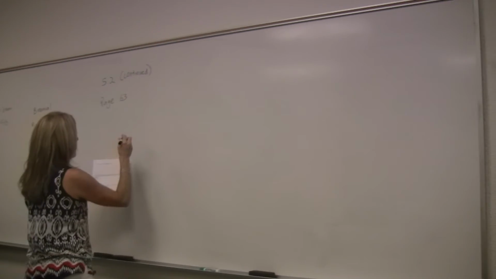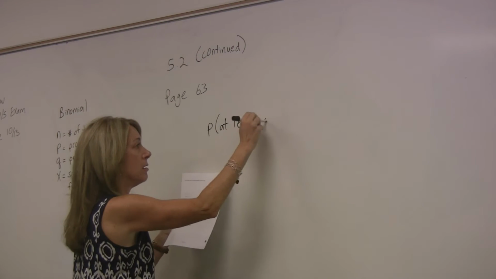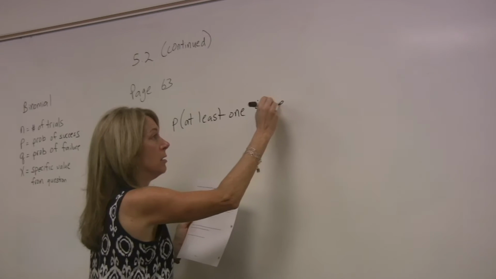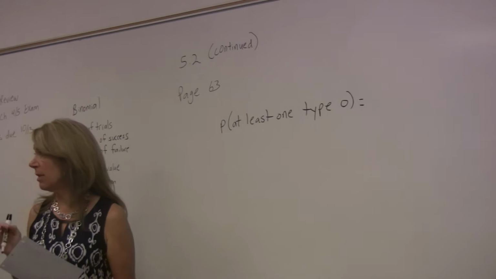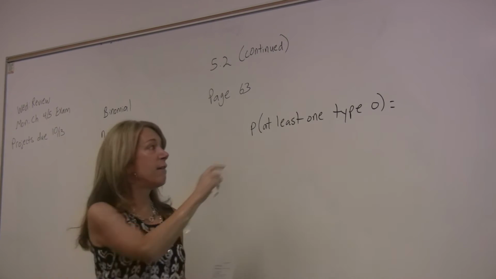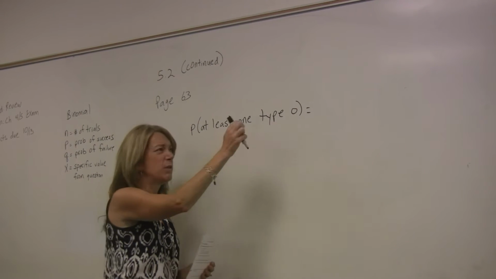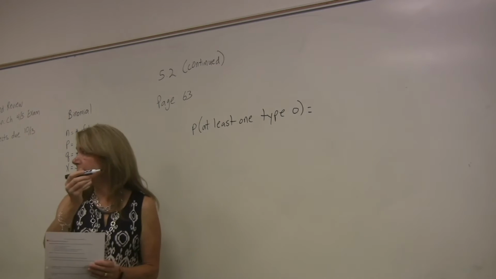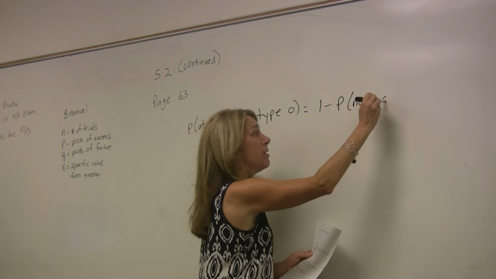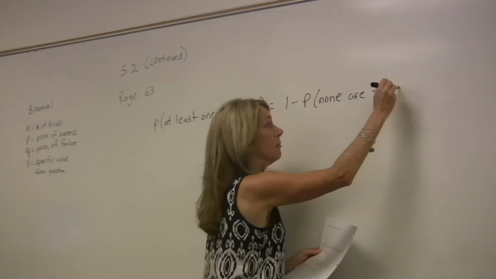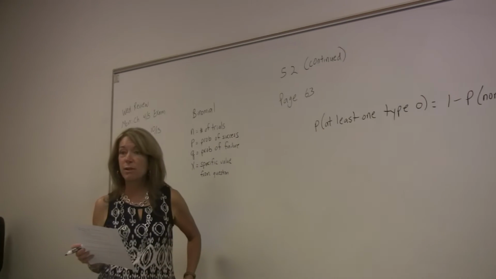So I'm doing the problem at the very bottom first. At least 1 type O. We agree with Evelyn that the complement is that none are type O? And so every time we see an at least 1 problem, what do we do? What do we do with that complement? 1 minus the probability that none are type O. Every time we see an at least 1 question, that's what we've been doing.